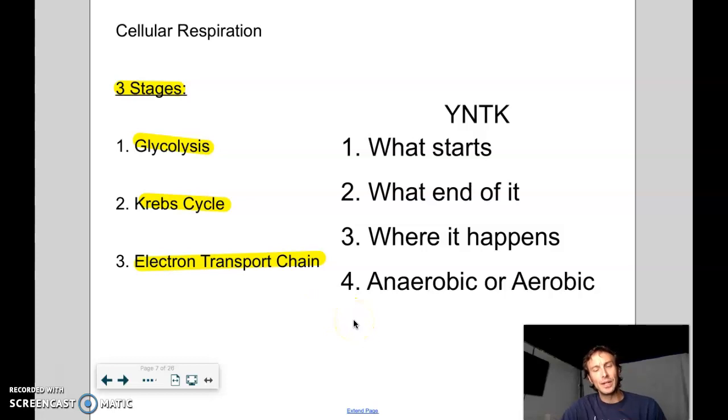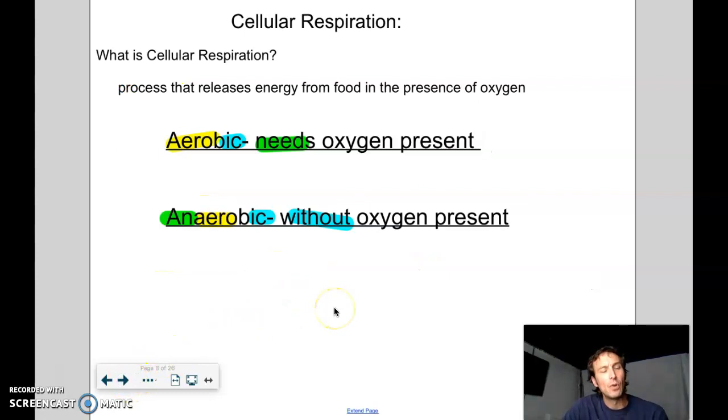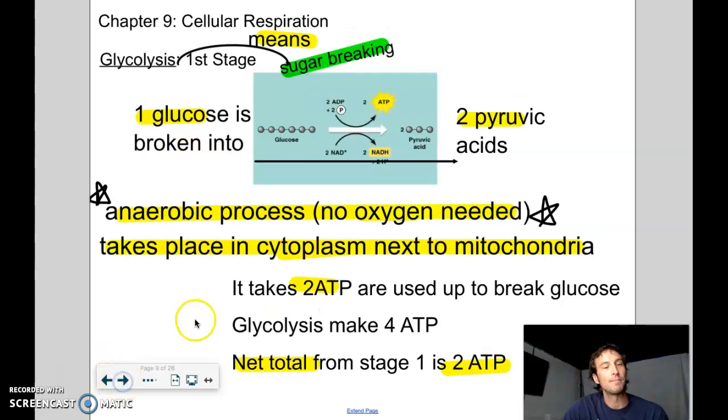So try not to get overly confused. There's a lot going on here. We don't expect you to know all of it. These are the things to focus on. Aerobic, as a reminder, most of us probably know this, pertaining to air. Really what it means is oxygen is present. Anaerobic are processes that can take place without oxygen.